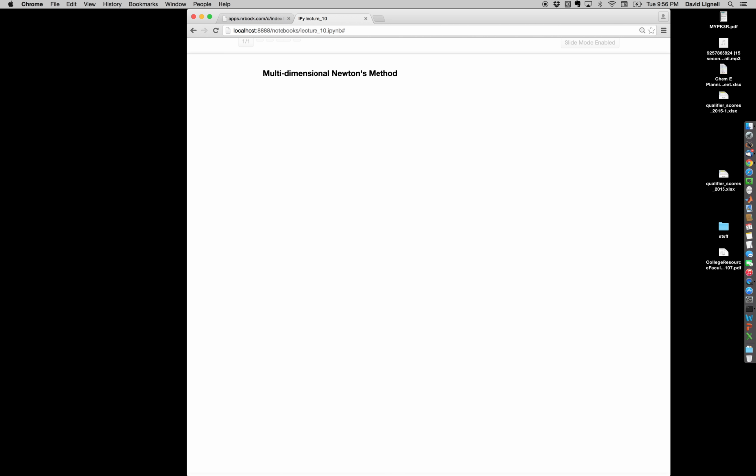So the multidimensional Newton's method looks as follows. We approximate each function as a Taylor series. So f of x, y is equal to f of x, y evaluated at the guess point, x0 and y0, and then we've got a displacement from that initial point written in terms of the slope of the function in x times the displacement in x plus the slope of the function in y times the displacement in y.